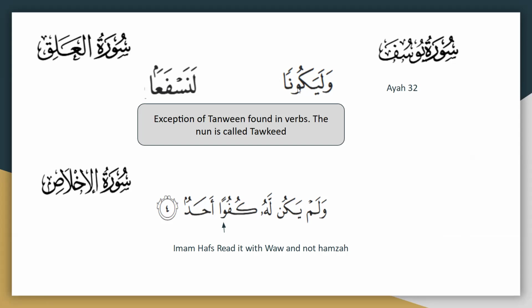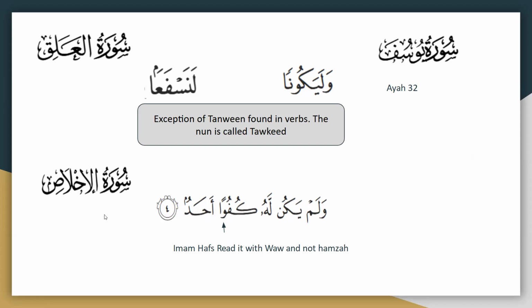When we are stopping, basically, we'll be stopping the same way how we stop on fatha tanween. So we'll say wala yakuna, lanasfa'a. So the stopping is the same like mad 'iwad. When you stop for the fathatain, you make it long.